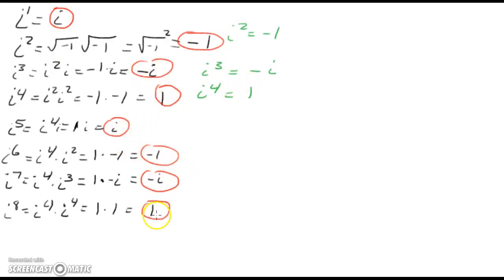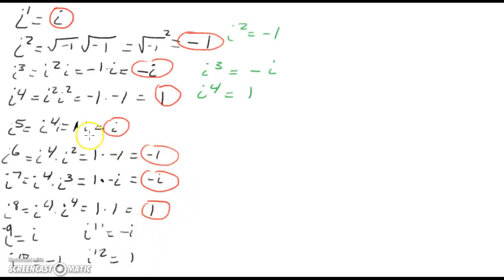Then it'll repeat. So i to the ninth, without even breaking it down, I know that i to the ninth is going to be i. And i to the 10th is going to be -1. And i to the 11th is going to be -i. And i to the 12th is going to be 1.